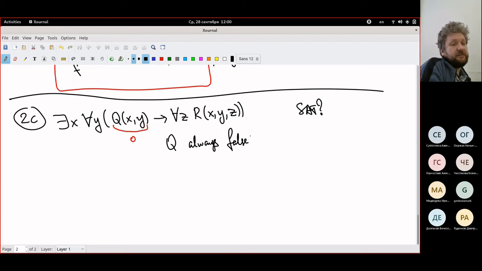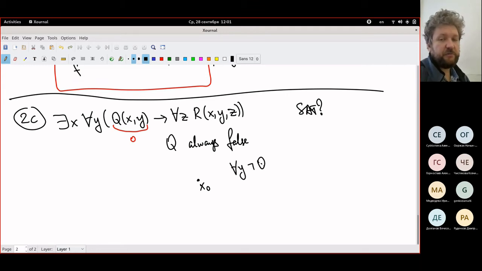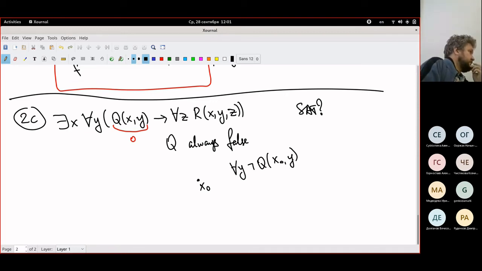And by the way, these are not the only ways: there exists X such that for all Y. You may make something that's trivial. You may say something like that. Okay, I take a specific X0 and I take that for all Y, not Q of X0 and Y. It's sufficient because you should not make it always false. It's sufficient to make it false for at least one X, right?